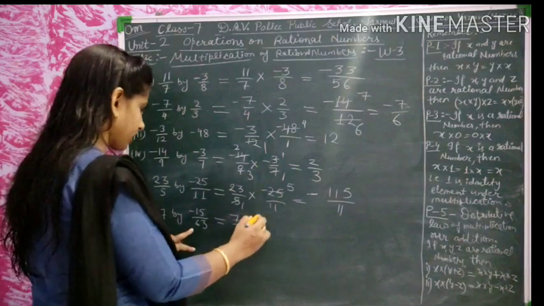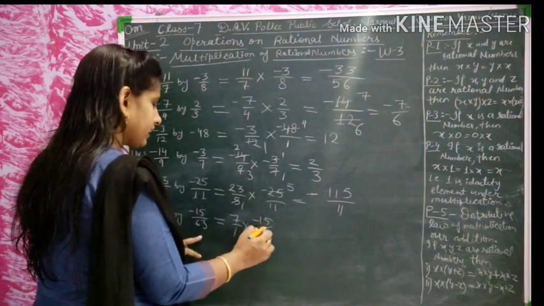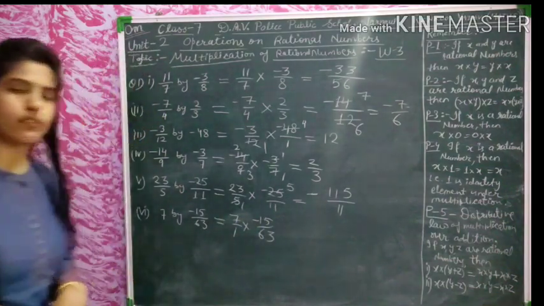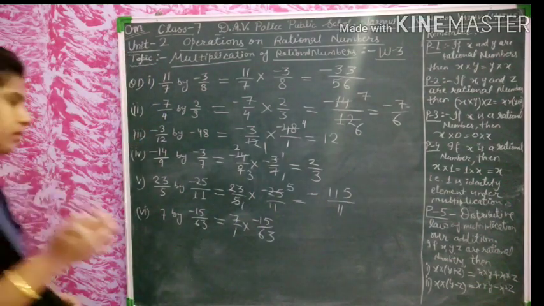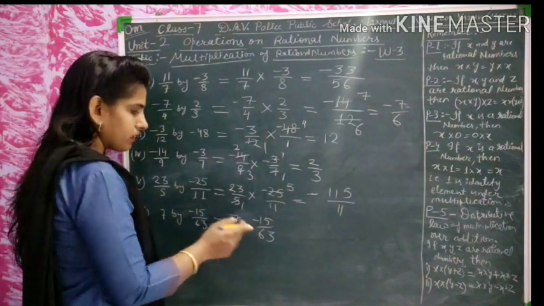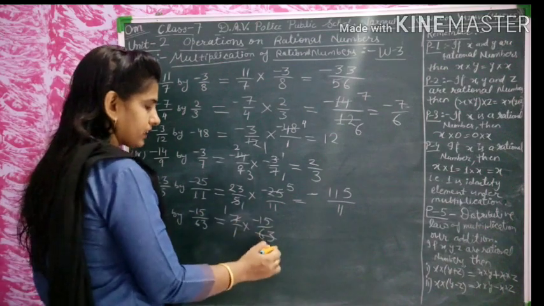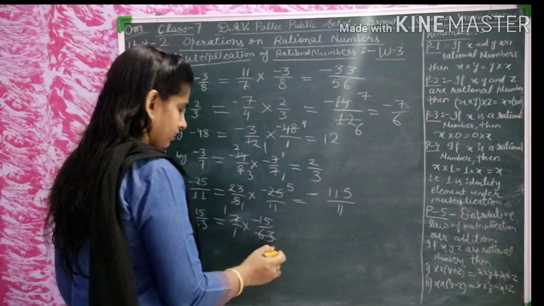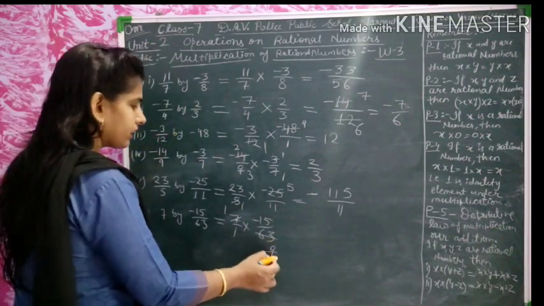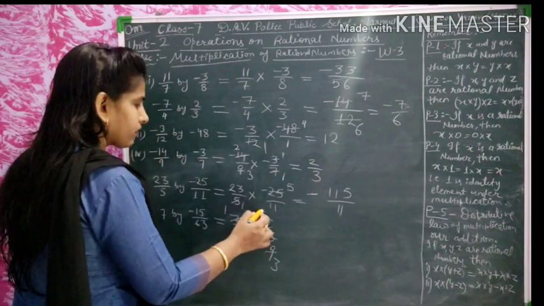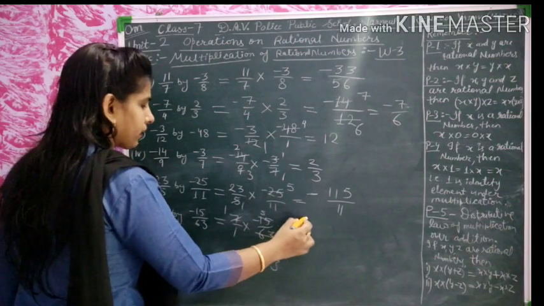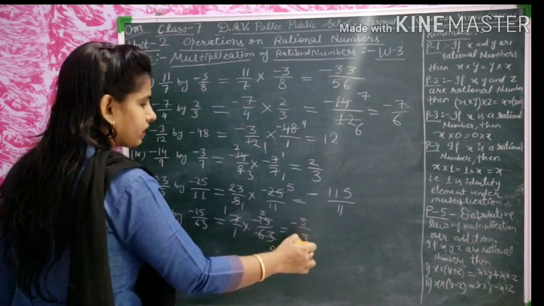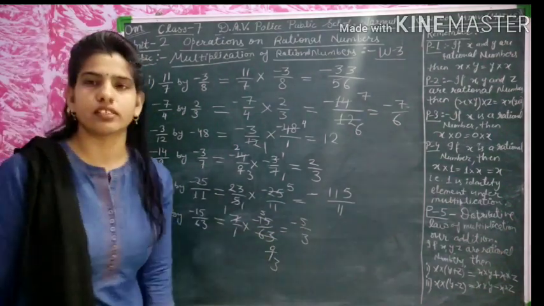The next question, minus 15 by 63. Now it will also be divided by 7. Both the numbers, 7 1s are 7 and 7 9s are 63. And then again dividing by 3. 3 3s are 9 and 3 5s are 15. That is minus 5 by 3 here. It will get the answer.